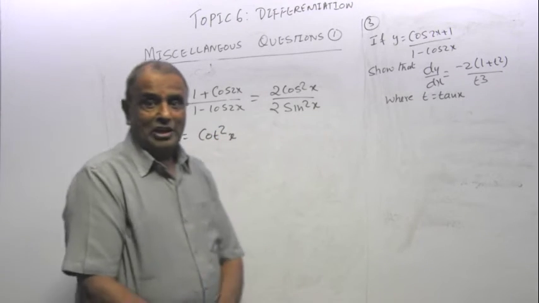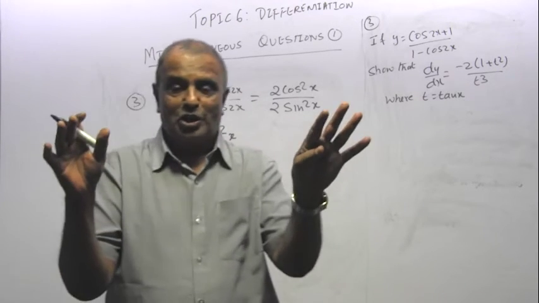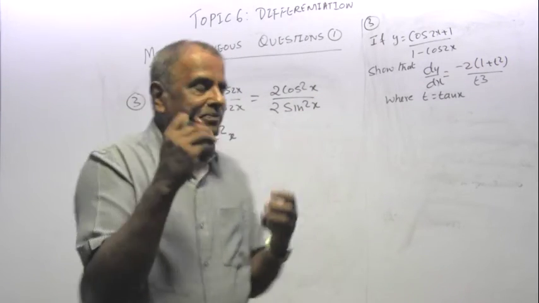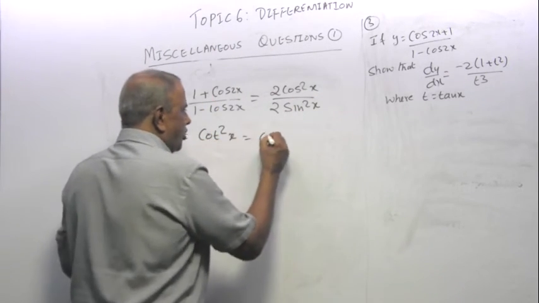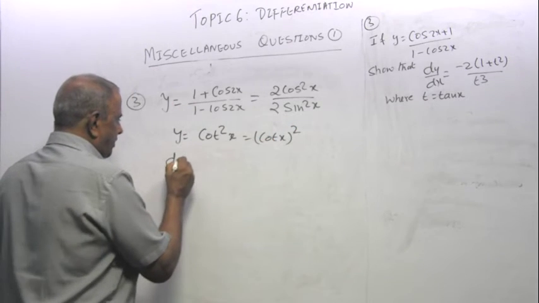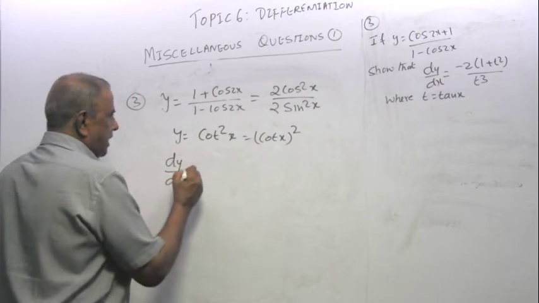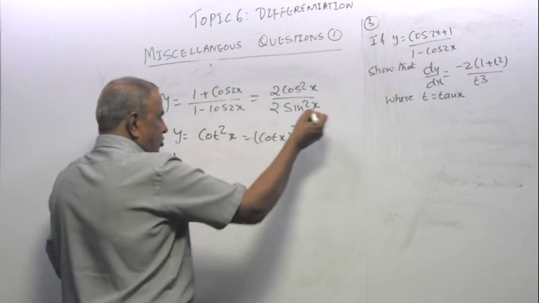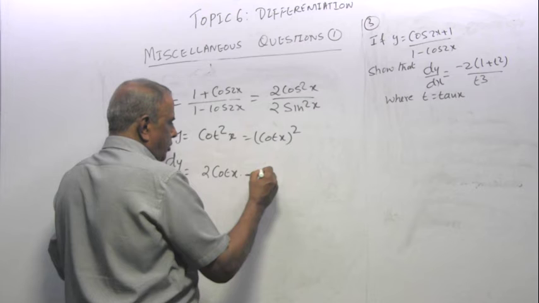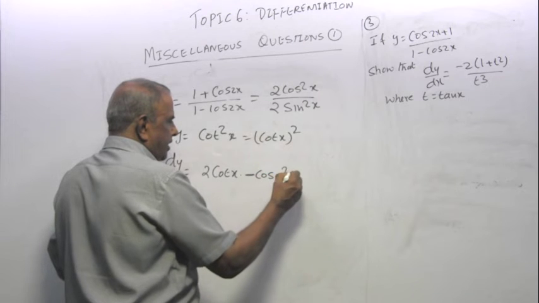Life becomes much easier now. No quotient rule, no product rule. You use chain rule or onion rule. I'll write this as cot x the whole square. So what's dy by dx? dy by dx is anything squared gives you 2 times the same thing, and cot gives you minus cosec squared x.